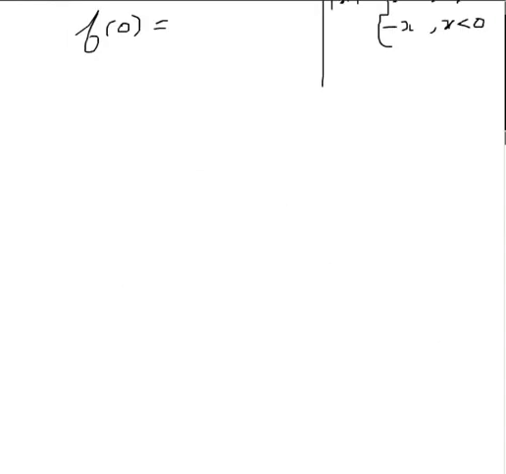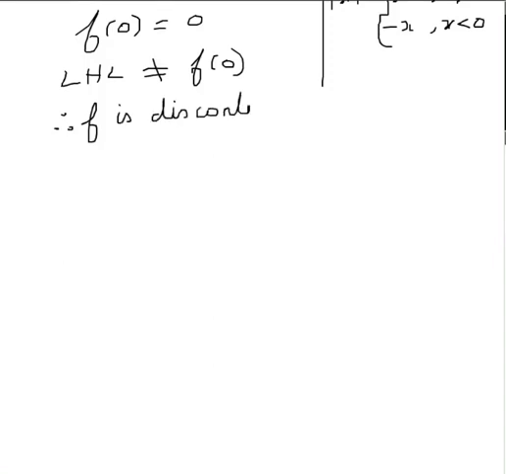It is given that f of 0 is 0. Here, see the definition. Now we can say that LHL is not equal to f of 0. We need not do RHL in this case. These two are not equal. Therefore, we can conclude that f is discontinuous at x is equal to 0.